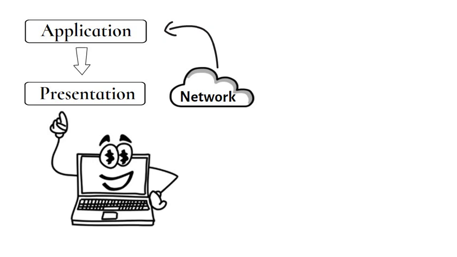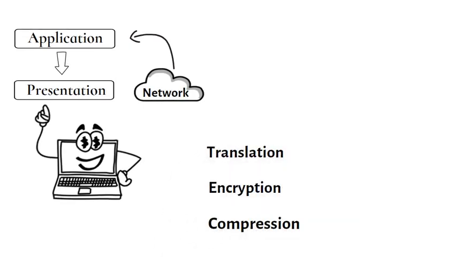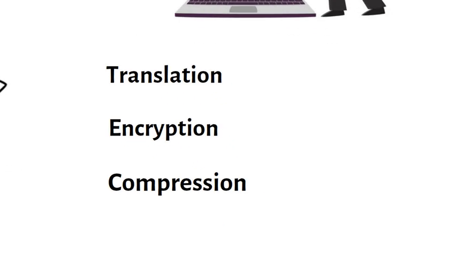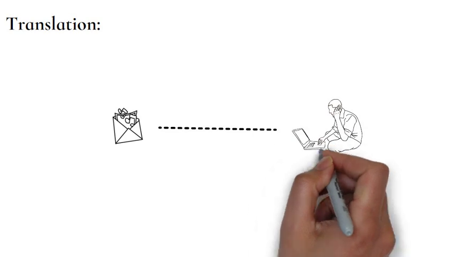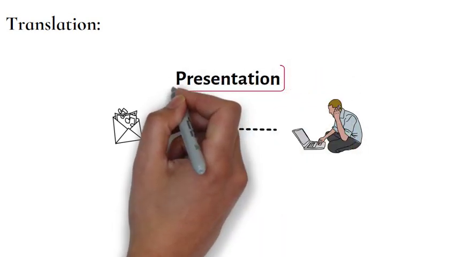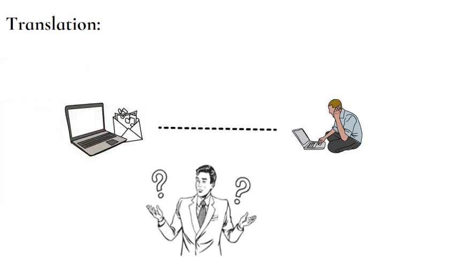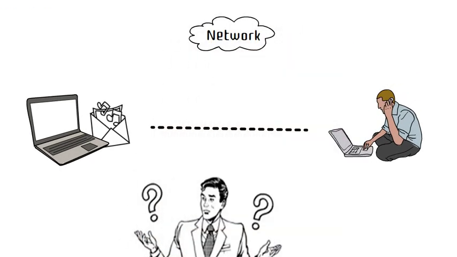A good example of this is translation, encryption or decryption, and compression of data for secure transmission. Let's see in detail. Translation. Before being transmitted, information in the form of characters and numbers should be changed to bit streams. The presentation layer is responsible for interoperability between encoding methods, as different computers use different encoding methods. It translates data between the format the network requires and the format the computer uses.